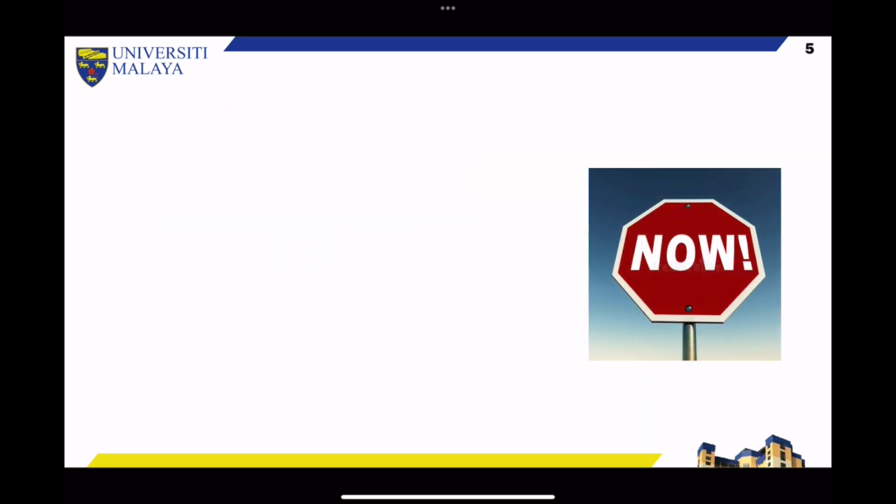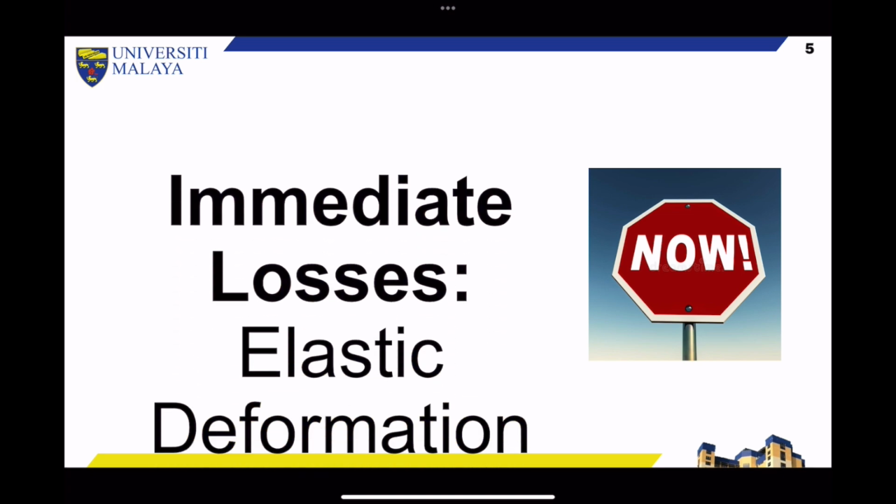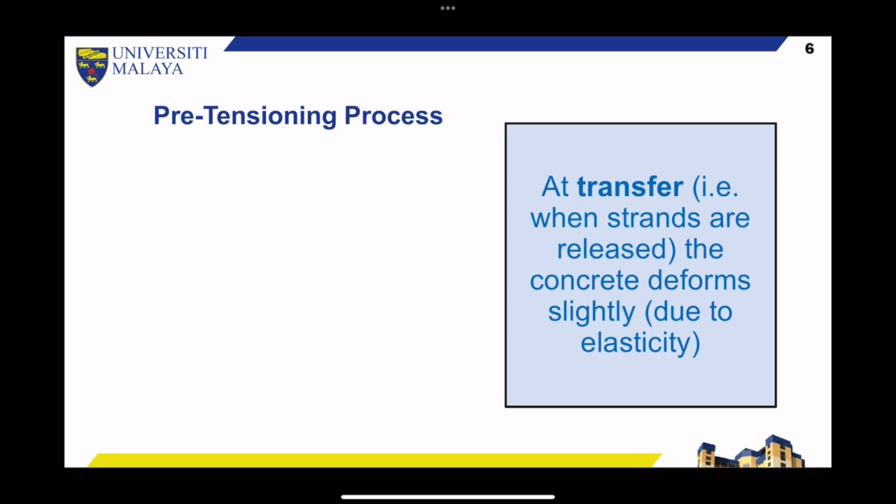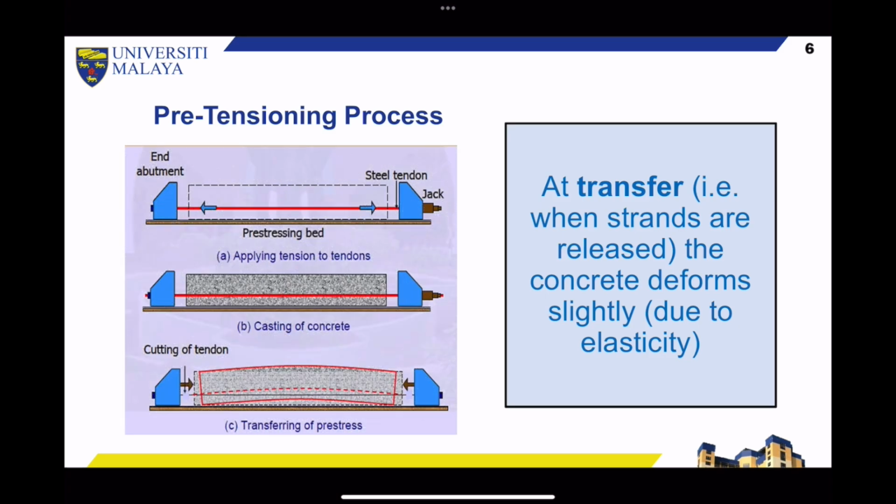The first category of short-term losses that we will cover is called elastic deformation. So when we are applying some prestressing force to a pre-tensioned member, there is a phase where we transfer the prestressing force to the member itself. At this transfer phase, the reduction in prestress will occur because the concrete deforms slightly. Look at the diagram.